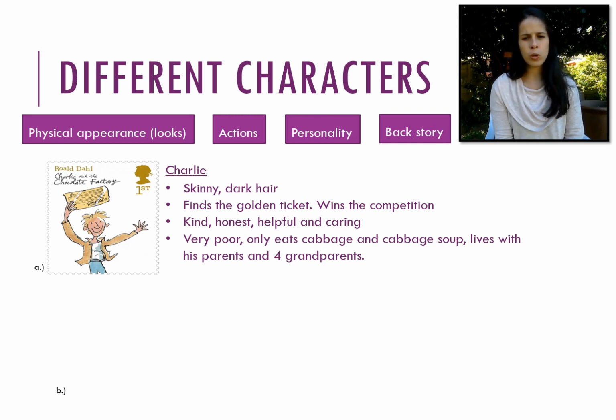Last one was the backstory. We knew that Charlie Bucket was very poor. He only ate cabbage or cabbage soup, and he lived with his parents and 4 grandparents. So those are the things I could mention about him.